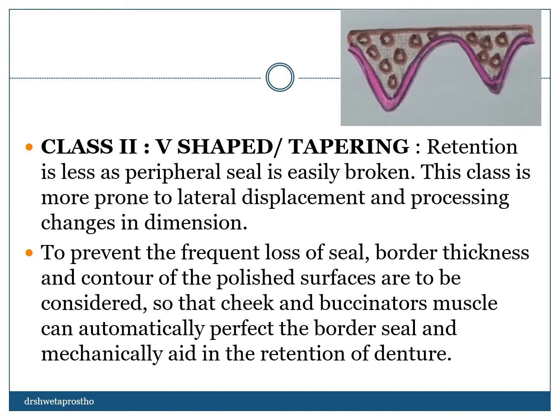Now, how to manage to prevent the frequent loss of seal? The border thickness and the contour of the polished surfaces should be made slightly over contoured during the wax up, so that the cheek and the buccinator muscle can perfect the border seal and aid in retention of the denture.